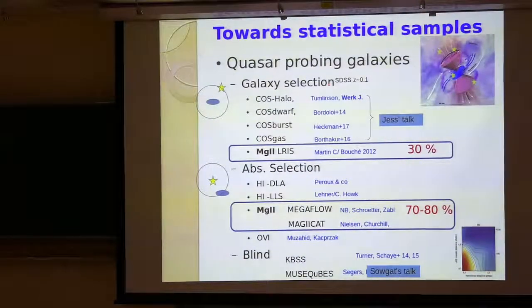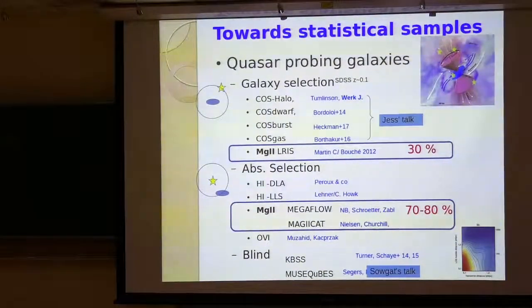The galaxy selections typically have a low success rate. So in this case, you select galaxies prior with Sloan at redshift 0.2, and you use LRIS to find the absorption at Keck, and you find typically a success rate of 30%. The covering fraction in general is on average 30%. So this is great for some of the questions you might want to ask, but the efficiency is not as high as you would like.